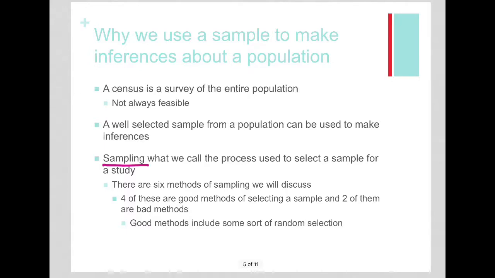So there are actually 6 methods of sampling that we're going to discuss, and 4 of those 6 ways are actually good methods of selecting a sample. And the reason why they're good is because they include random selection. So when you actually include some type of way to randomly select people in a population where everyone in the population has a chance to be selected, but they're randomly selected, then that's actually a good sampling method. Whereas there are 2 ways that aren't so good because they don't include random selection. So let's go ahead and first talk about the good ways of sampling.